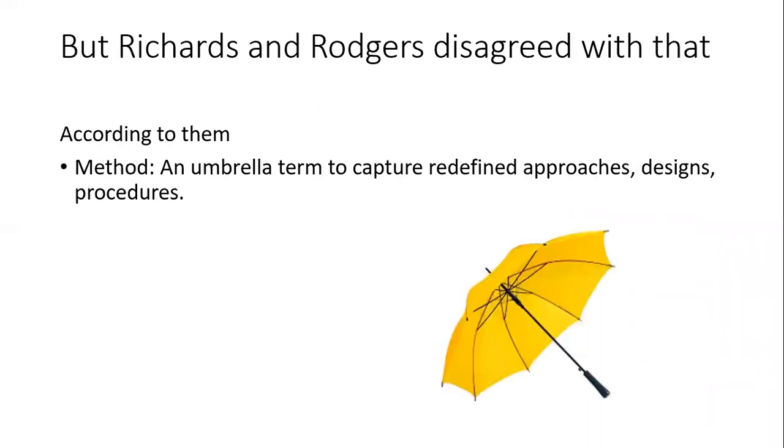But Richards and Rogers disagreed with that idea. According to them, method was an umbrella term to capture redefined approach, design, and procedures.